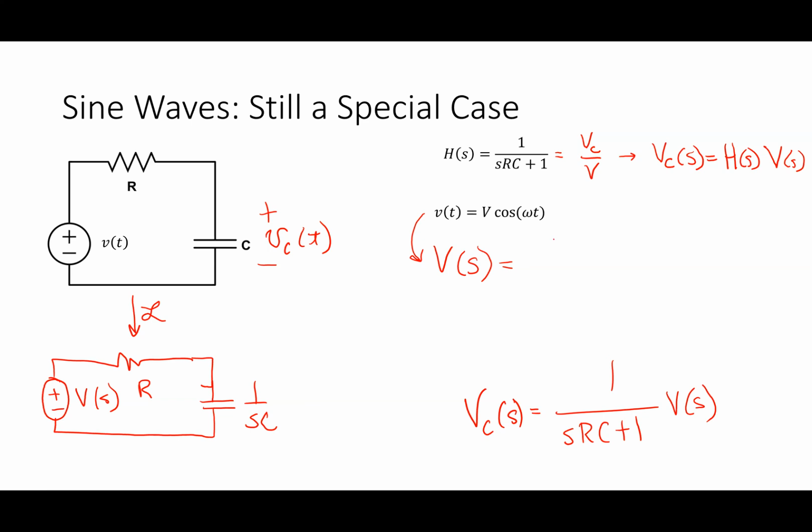Okay, so it's going to be s over s squared plus omega squared, where omega is... and there's a V on top, yes, because there's an amplitude. All right. Now, you may or may not remember that. There's nothing special about remembering that per se.